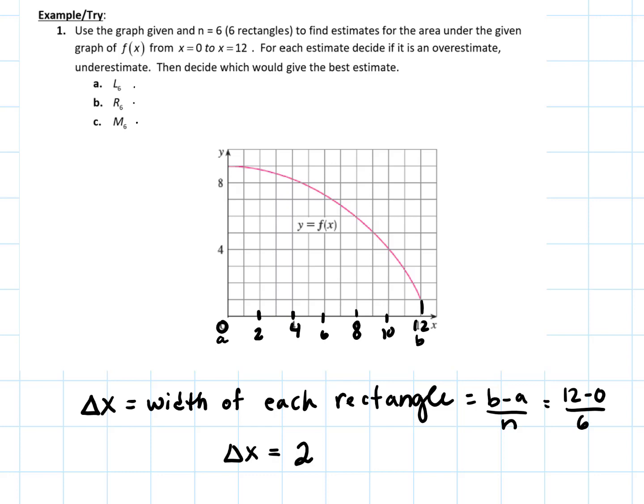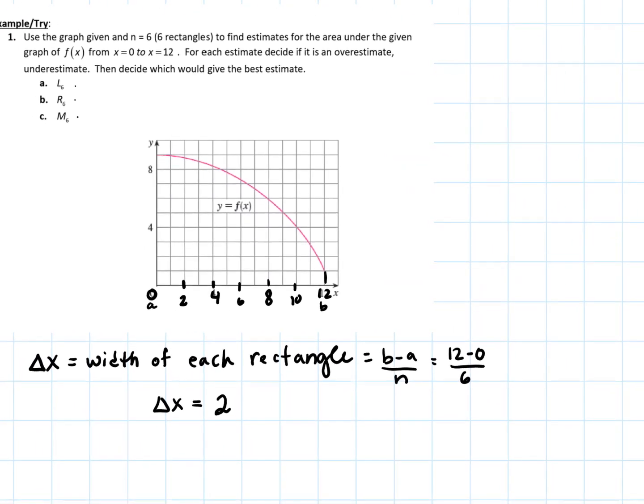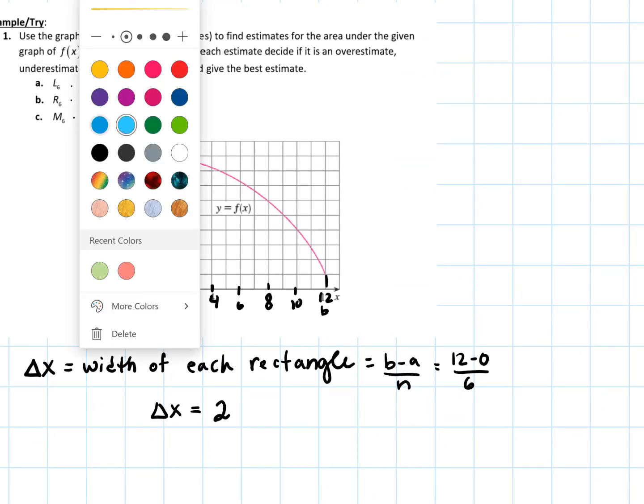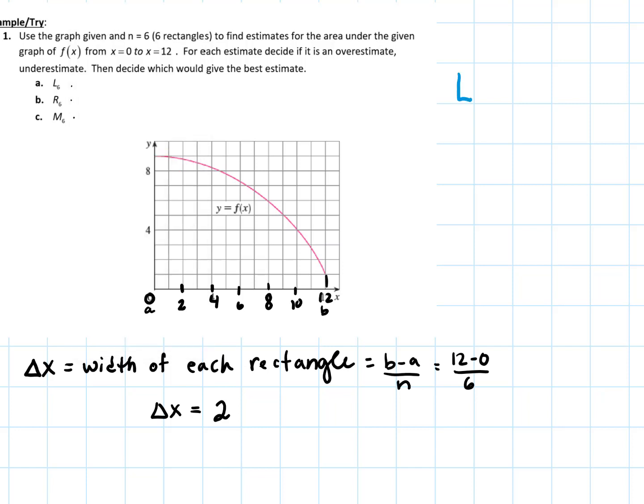We're going to be computing some areas. Now these are going to be estimates. We're pulling them from the graph, but we can get as close as we can. So let's start, and I've been using blue, so I'm going to go back to my blue, with L6. I'm going to write L6 over here, and then we'll do the computation. If I were to draw L6, we're using the left-hand endpoints, so we build a rectangle using the left-hand endpoint, and then another left-hand endpoint, and another, and another.